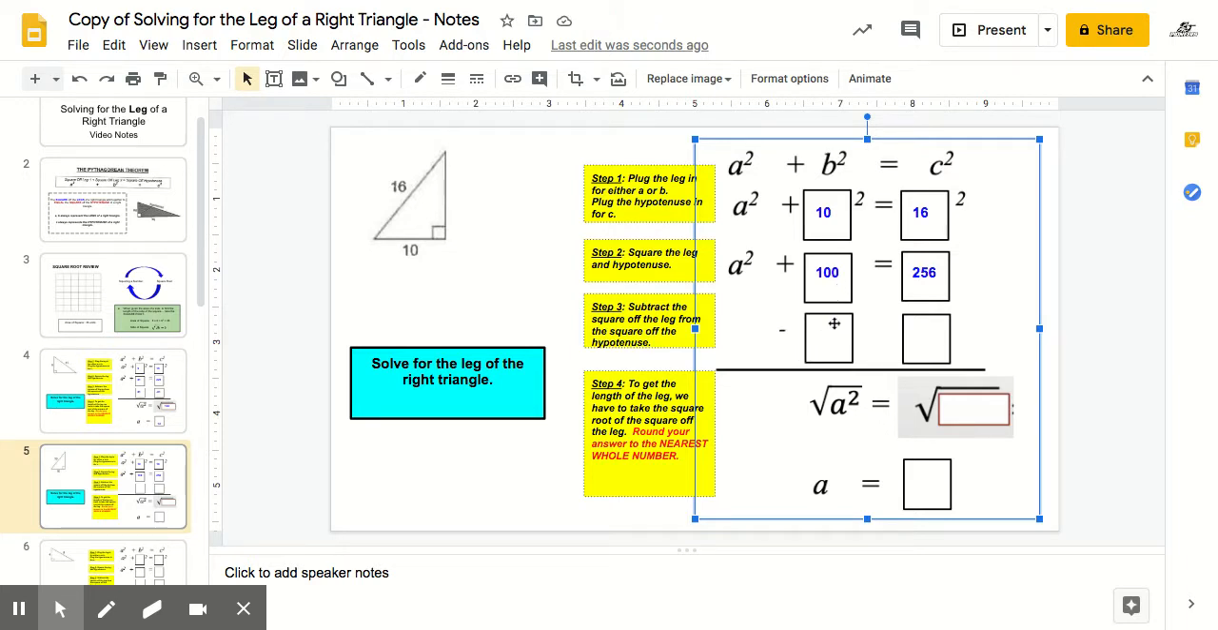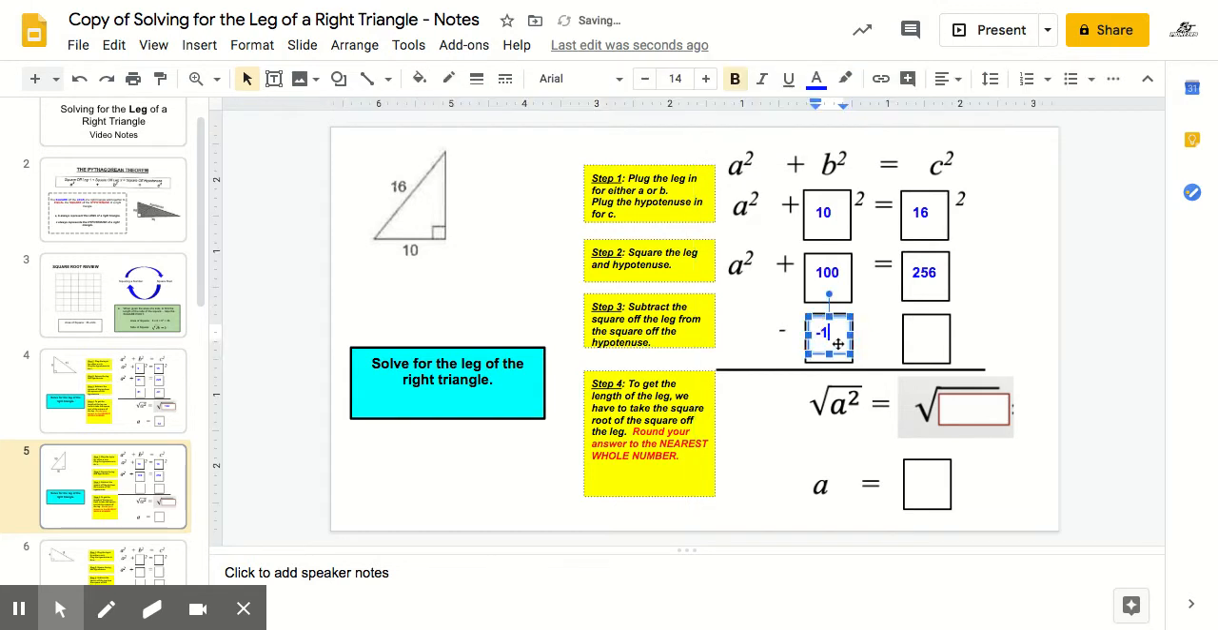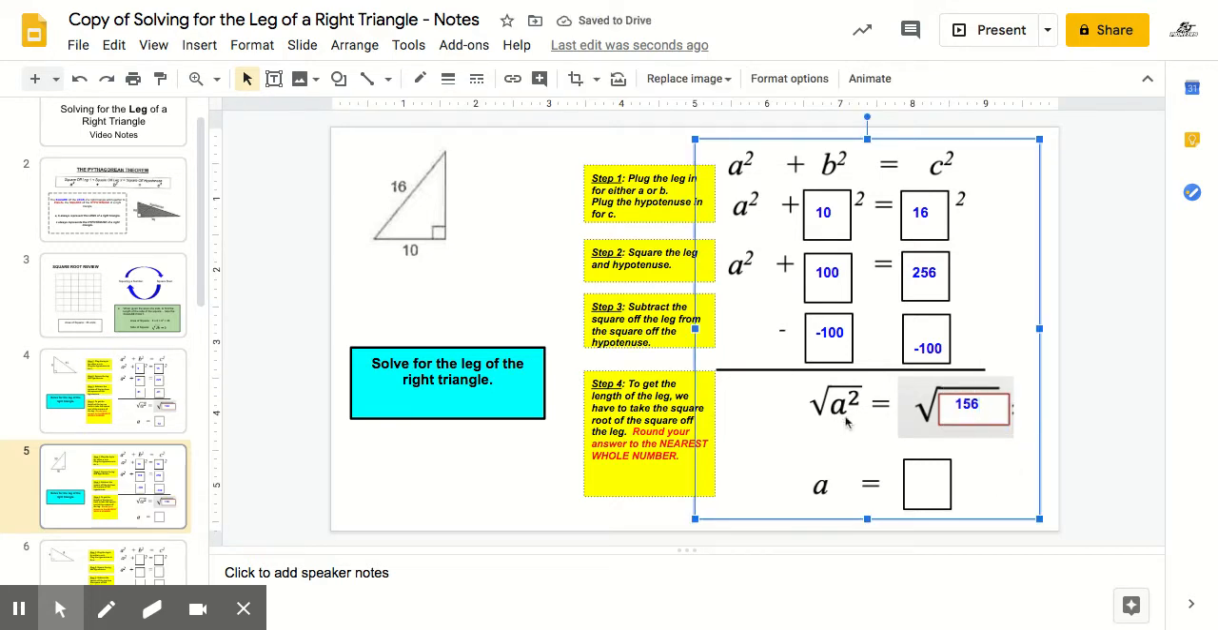Now I'm going to subtract the 100 from both sides of the equation. Okay, minus 100, minus 100. Okay, I'm bringing down the a squared. 256 minus 100 is 156. Okay, now I need to get this a all by itself. Right now it's not all by itself. It has a square, so in order to get rid of a square, we take the square root.